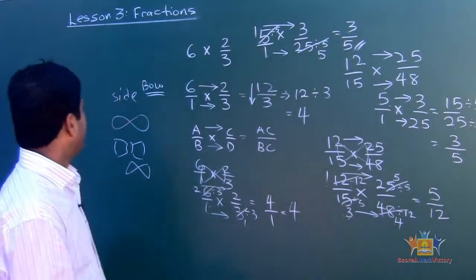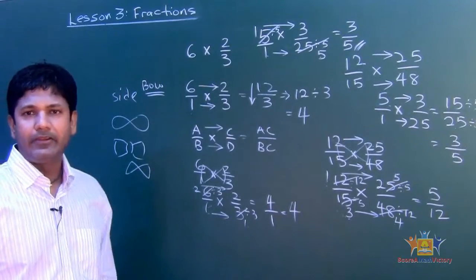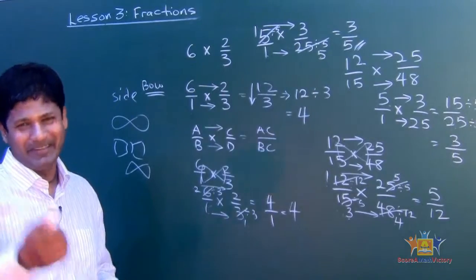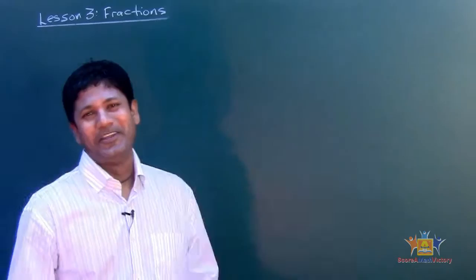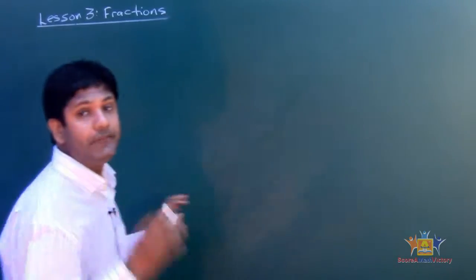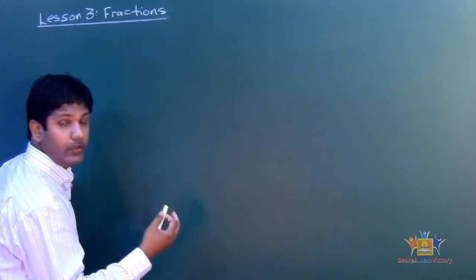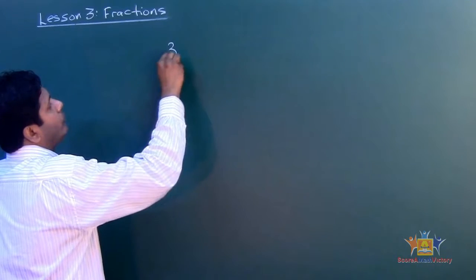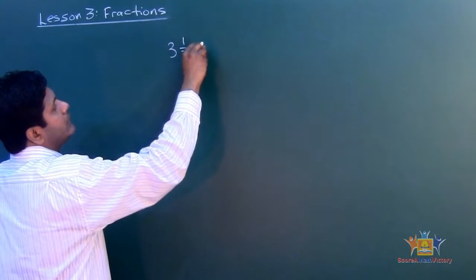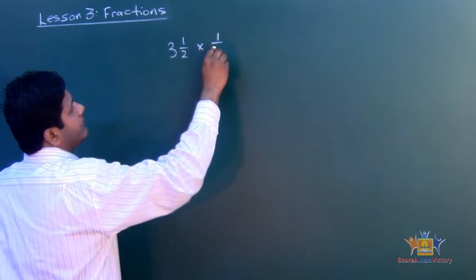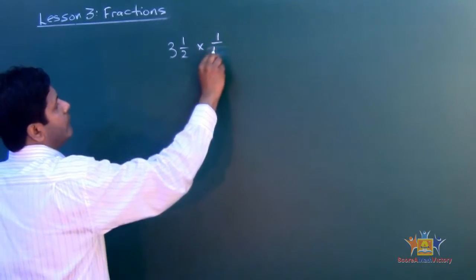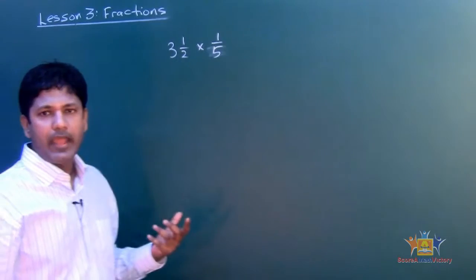Alright? Okay, good. Let Mr. Mac erase the board and talk more about multiplication using fractions. I'll be back. Alright, my students, what about if I have a whole number with a fraction, another mixed number? Let's say, for example, I got 3 1 over 2 times 1 over 5. And I want to do this. So how do I do that?